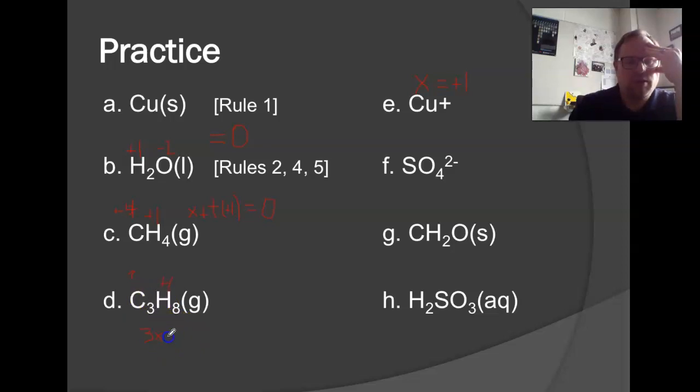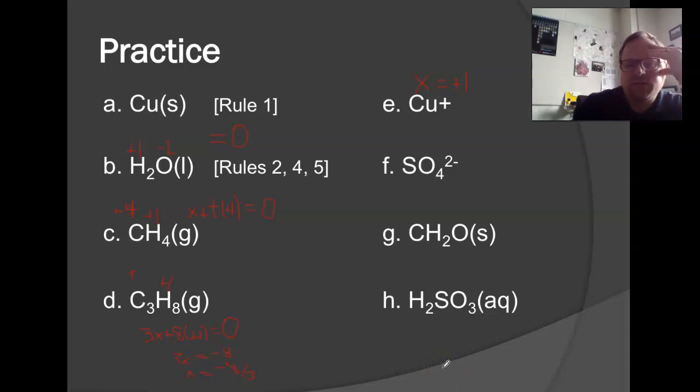So let's set up our simple algebraic equation. 3x, carbon is the one we're not sure of, so we'll assign it x. There's 3 carbons, plus 8 times plus 1, because there are 8 hydrogens and each has an oxidation number of plus 1, equals 0, since this is a molecule and it totals 0. Then you just work your way through the algebra: 3x equals minus 8. I basically just moved the 8 over to the other side. So x is equal to negative 8 over 3.